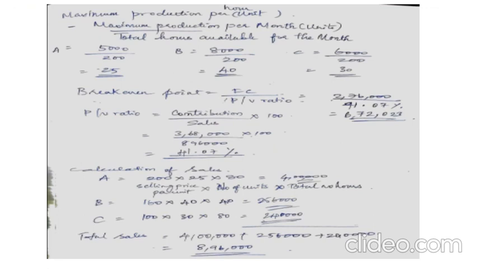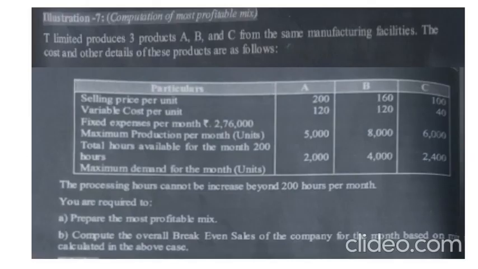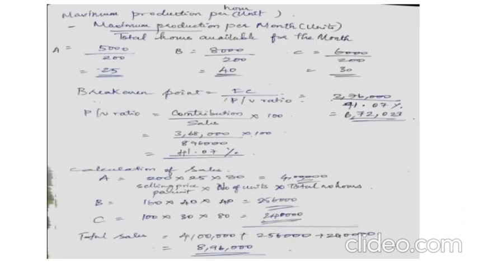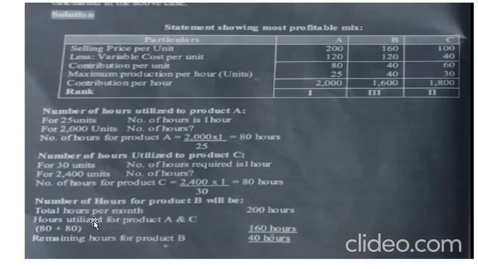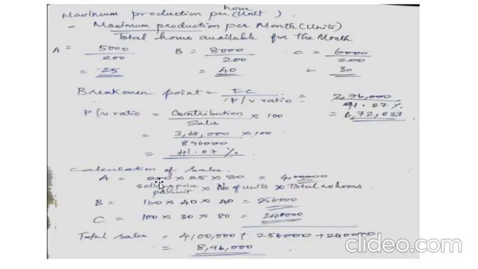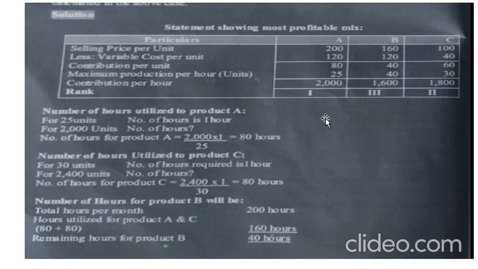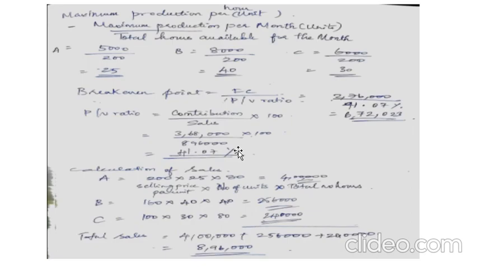Next for B, 160 is the selling price per unit. Then you have 40. So 40 for B is what you have got from the calculation of the total number of hours for B, where you have got 40 hours. So into 40, the total number of hours. As per the question, 40 units will be produced in 1 hour, and as per the calculation you have done under profitable mix, the total number of hours is 40 hours to meet the annual demand. So 160 into 40 into 40, which will give us 2,56,000.